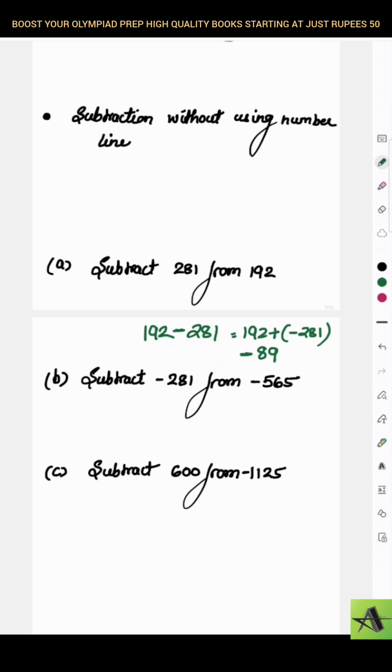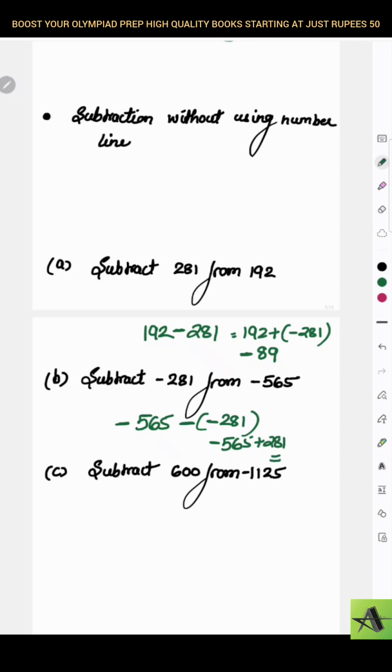For part B, same, the number written after the word from, I have to write first: minus 565, and subtract minus 281. As I was saying, when you open the bracket, the signs get multiplied. So when I open this bracket, minus will become positive, and it will become minus 565 plus 281.